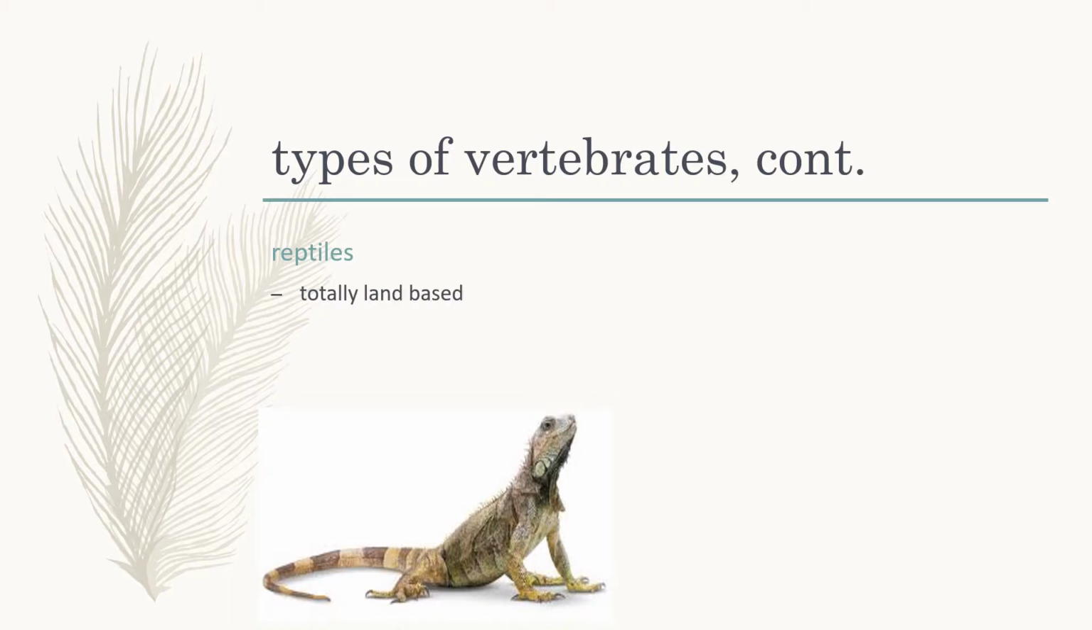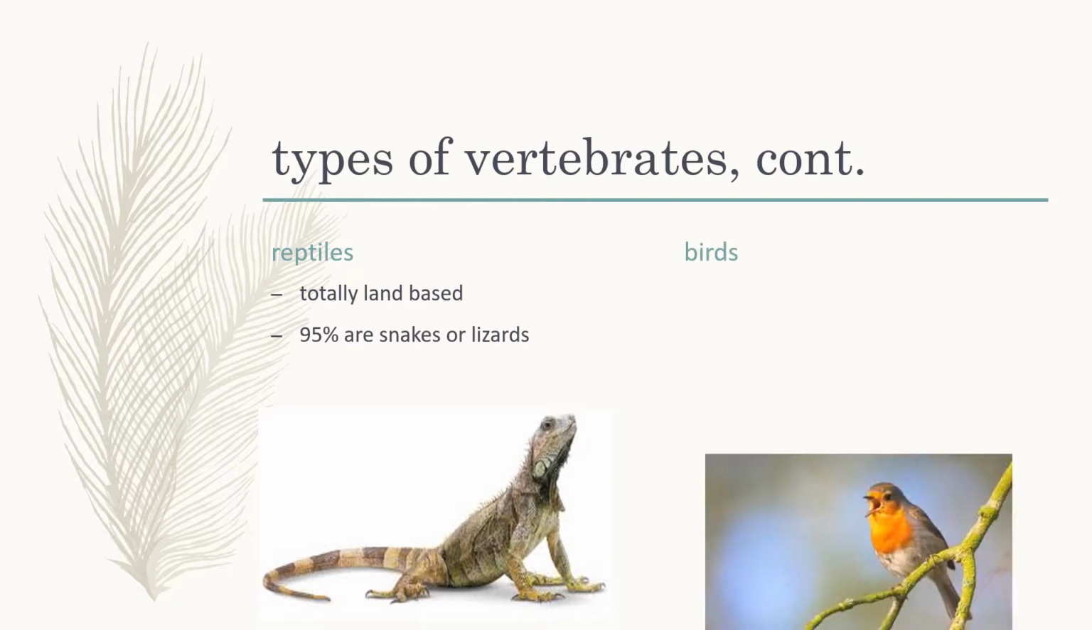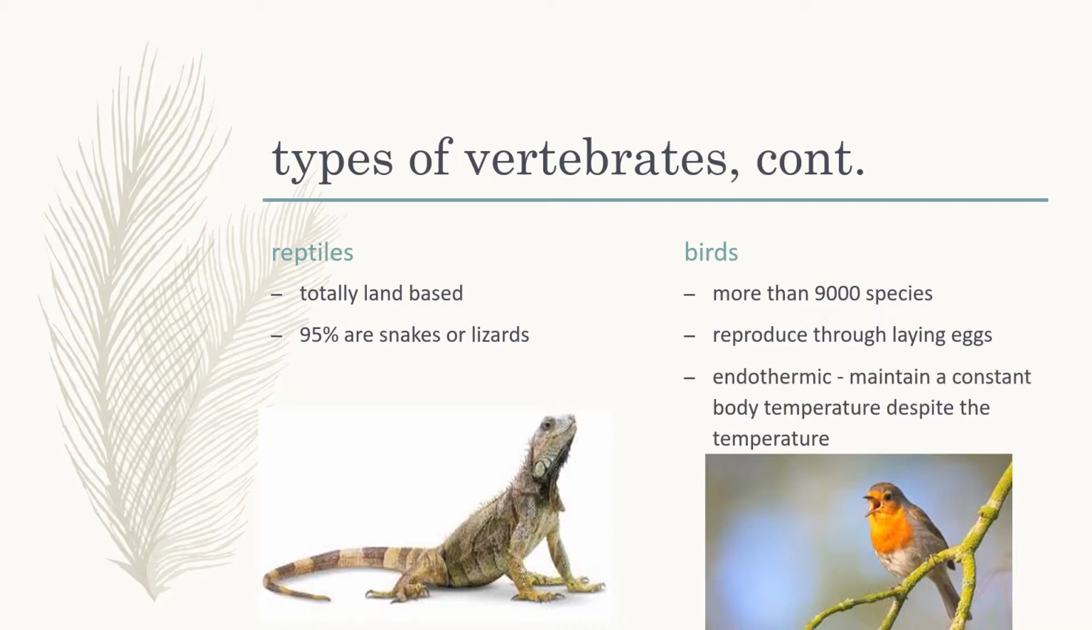Reptiles are scaly, land-based animals and mostly consist of lizards and snakes, and lesser populations of turtles and crocodilians. Birds are an animal that live on land but are able to fly. There are over 9,000 species of birds alone. They reproduce by laying eggs, and they are endothermic, meaning that they maintain a constant body temperature despite the temperature around them.